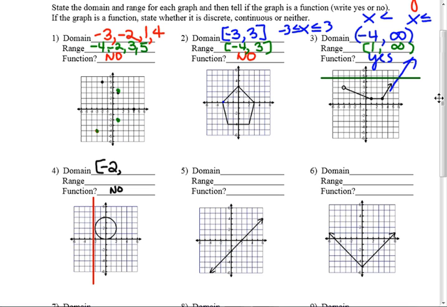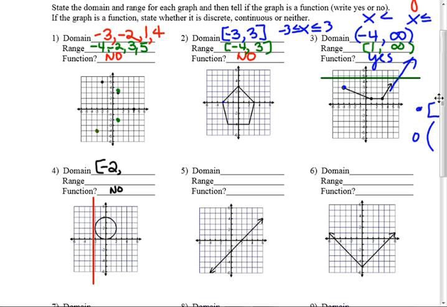If it's a bracket or a parentheses, it doesn't include -4 because that's an open circle. If it were filled in, then we would use the bracket. So if it's like this, we're going to use this. If it's like that, we're going to use the parentheses. And it's always a parentheses for infinity and negative infinity. Okay, girls?